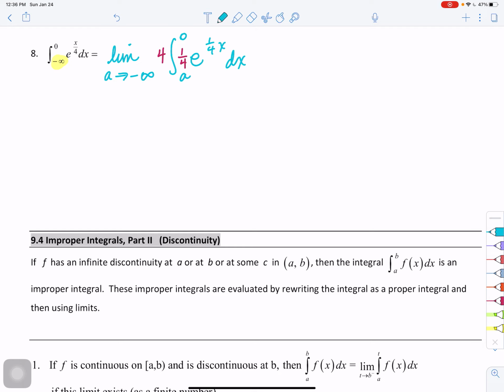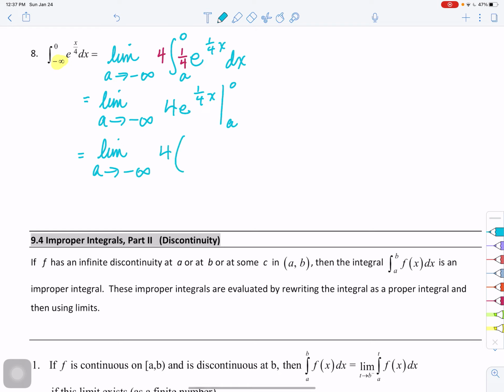Okay? So that's actually equal to the limit as a approaches negative infinity of 4e to the 1/4 x evaluated from a to 0. Keep writing the limit. And I'm going to keep that 4 on the outside. It's just the way I like to do it. And this would be e to the 0 minus e to the 1/4 times a. You could also put a over 4. And that's equal to the limit as a approaches negative infinity of 1 minus e to the a over 4.